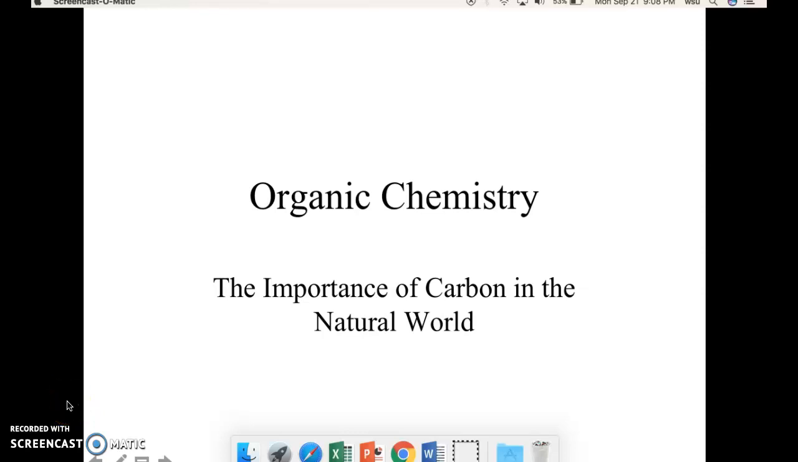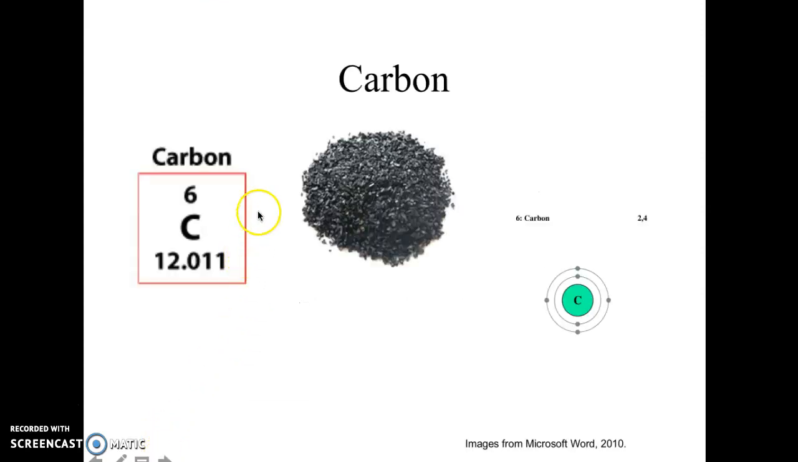Right, organic chemistry. So we skim the surface here on the fact that carbon is all around us, that we are carbon-based organisms, and there are many organisms that are carbon-based. And so we've talked about carbon a little bit already. We remember that carbon has an atomic mass of 12.011 and an atomic number of 6, which tells us that there are 6 protons, 6 electrons, and if we subtract 12 minus 6, we have about 6 neutrons.